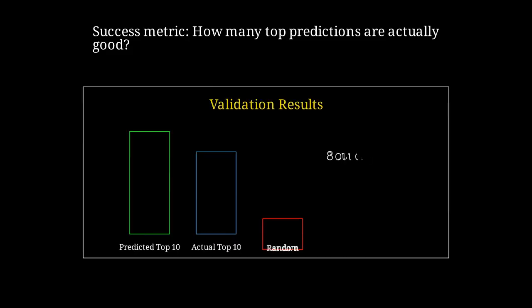This bar chart shows validation results. Our model predicted 10 materials as top candidates. When synthesized, 8 of them were actually in the top 10%. Random selection would give maybe one hit. This demonstrates the model learned real structure-property relationships.